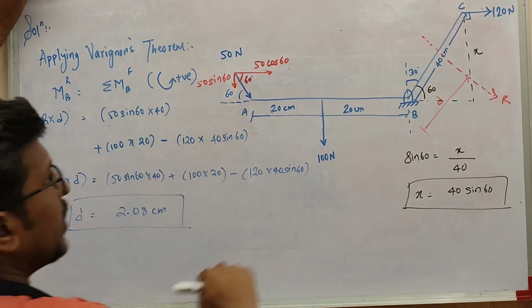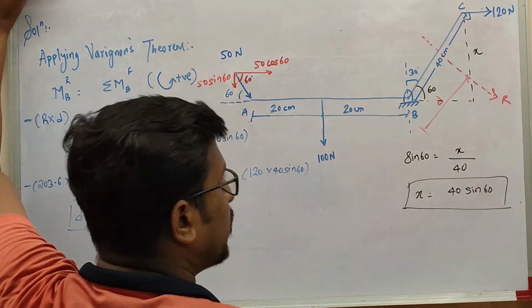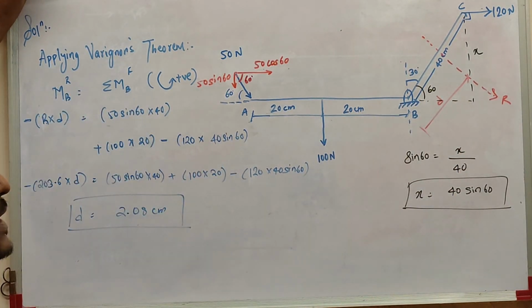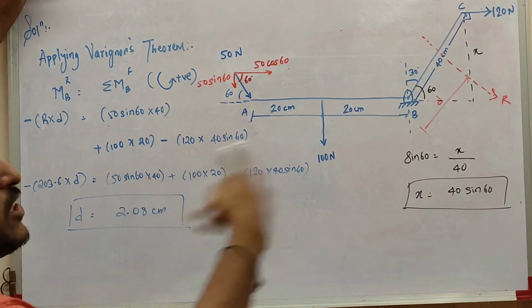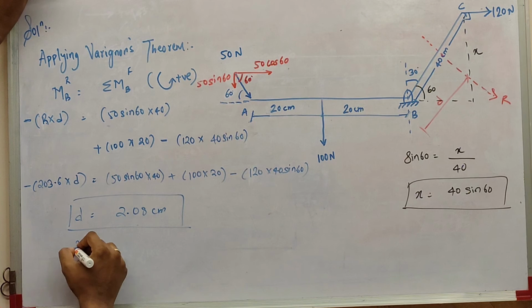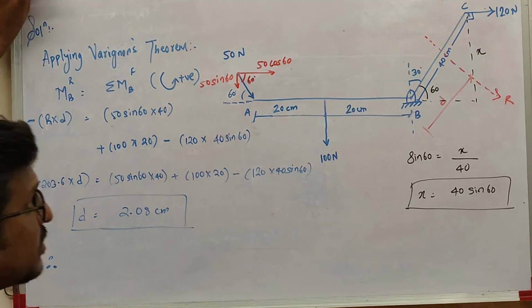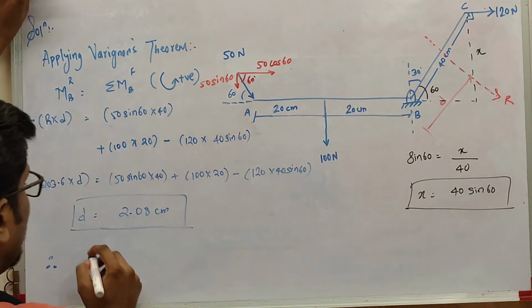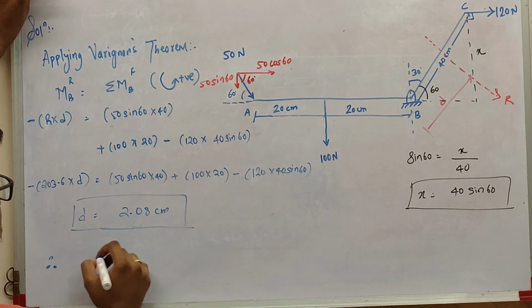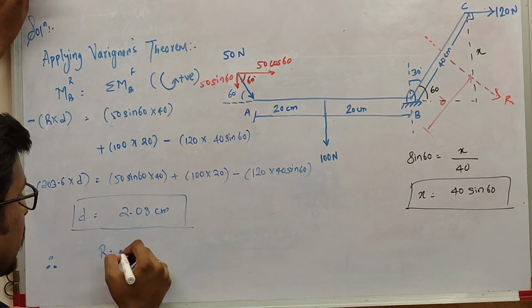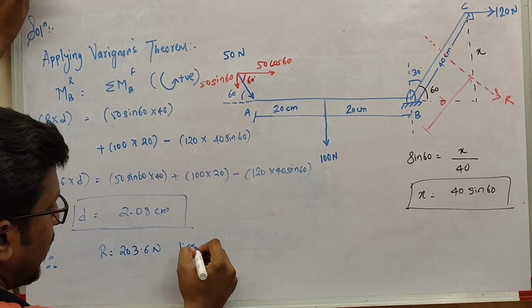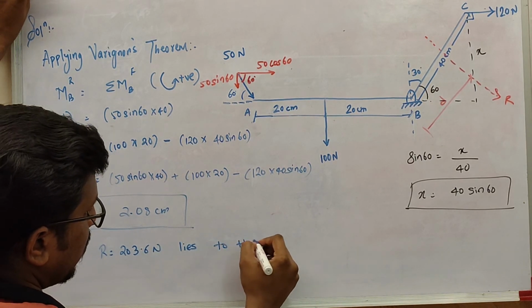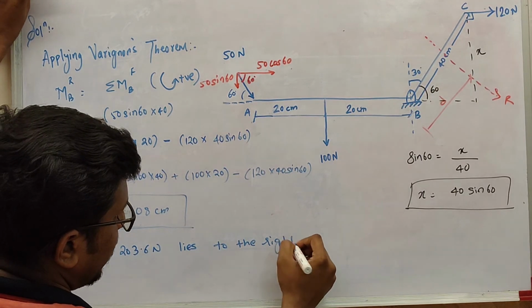Positive means the assumption of R that I took is true, which means the resultant is acting towards the right of B. So you have to mention that my assumption is true because my value of D is positive. So we'll write R equals 203.6 Newton, lies to the right of B.